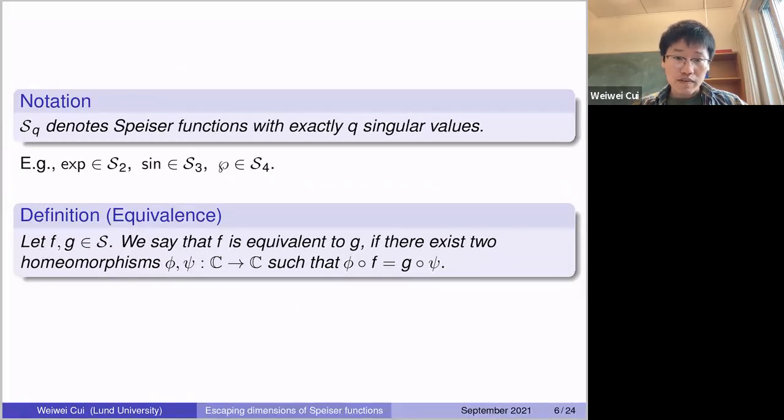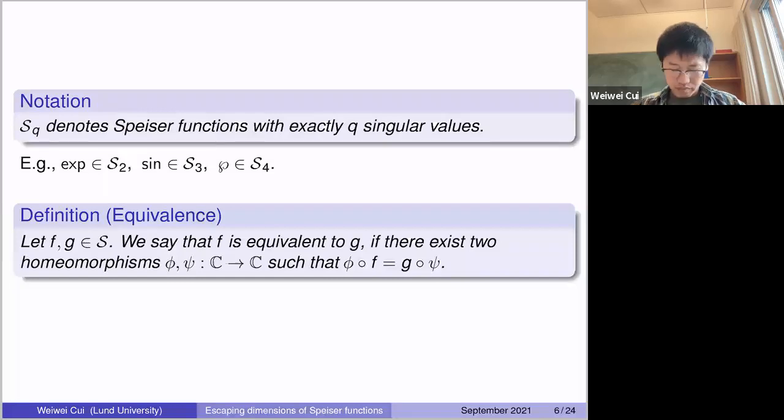For the Speiser class of functions, because it has finitely many singular values, I will denote by S_q the class of Speiser functions with exactly q singular values. So we have many examples: the exponential map belongs to S2 because it has singular values 0 and infinity, and the sine map belongs to S3 because there are 2 critical values plus and minus 1 and also infinity as an asymptotic value. On the other hand, the Weierstrass P function belongs to S4 because it has 4 critical values and no asymptotic values.